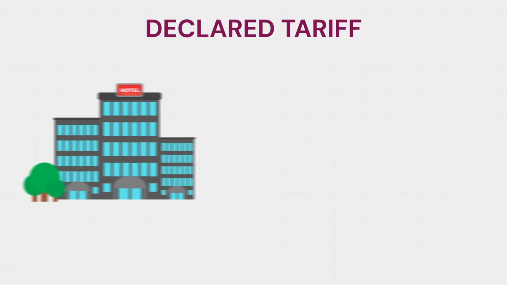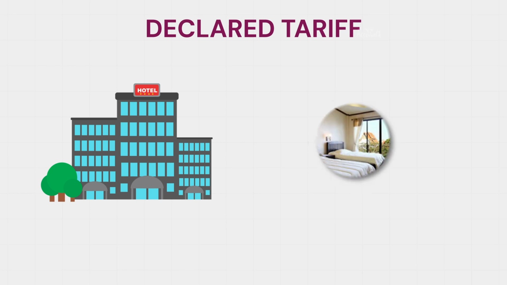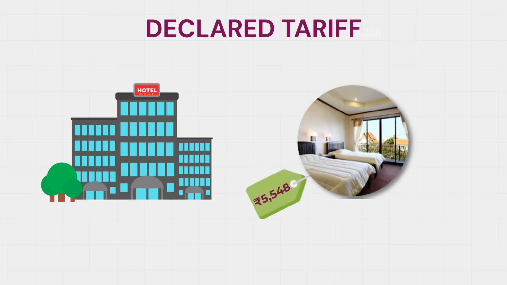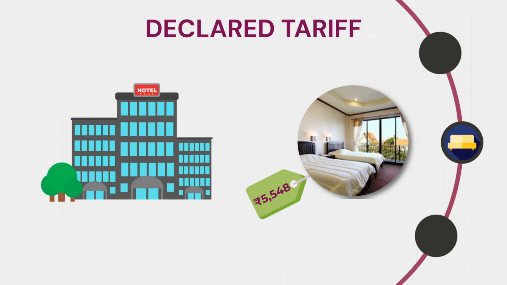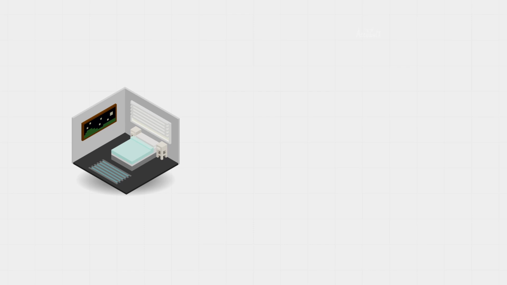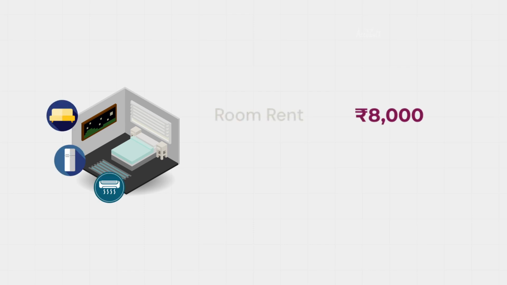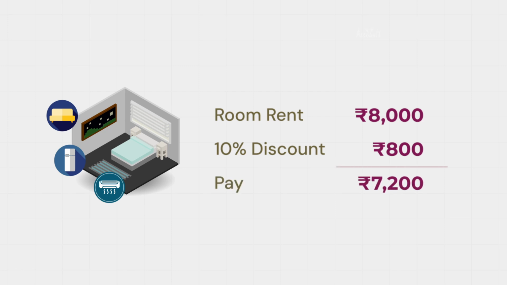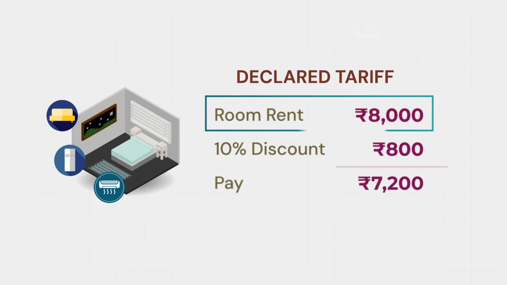Before we jump into the changes, let's learn a few basic terms used in the hotel business relevant for today's video, starting with declared tariff. In hotel industry, declared tariff is essentially the hotel's declared price for the room. It also includes charges for the amenities provided as part of the room that you rent, like furniture, aircon, refrigerator, and so on. But this does not include the discount that the hotel offers. For instance, let's say rent for a room with AC, furniture and refrigerator is 8K per night and the hotel offers 10% discount. The room rent that you pay after discount is 7.2K and declared tariff here is 8K.